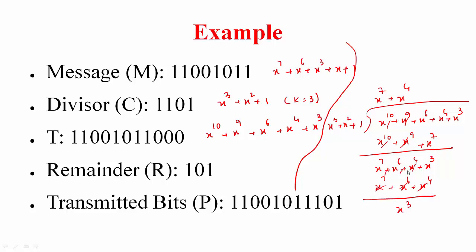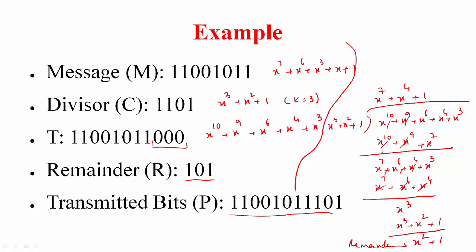Now you have x3, so I have to do one more. So this is x3 plus x square plus 1, which leaves me with x square plus 1. So this is the remainder. The remainder, as you can see, translates into these bits. Now I'm going to add this remainder to t, basically substitute these last 3 zeros with the remainder. So this is going to be my transmitted bits.